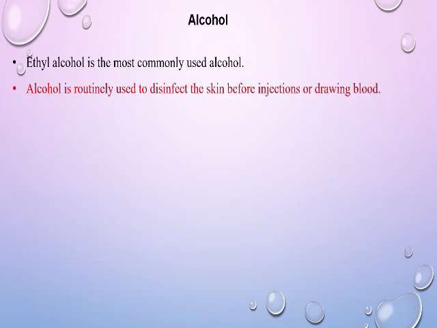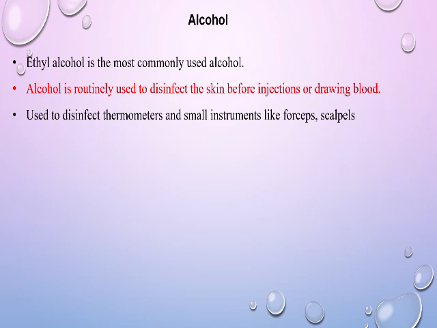Alcohol is routinely used to disinfect the skin before injections or drawing blood. It is also used to disinfect thermometers and small instruments like forceps, scalpels, etc. by immersing them in alcohol for 10 to 15 minutes. Surprisingly, 70% ethanol is more effective than absolute alcohol.